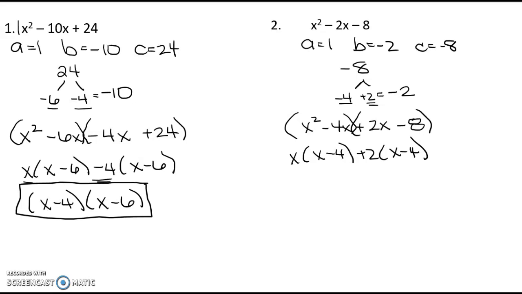Am I on the right track? Yeah, because those two match. So my first binomial is going to be x plus 2, the two numbers that I pulled out. And my second binomial is going to be x minus 4.